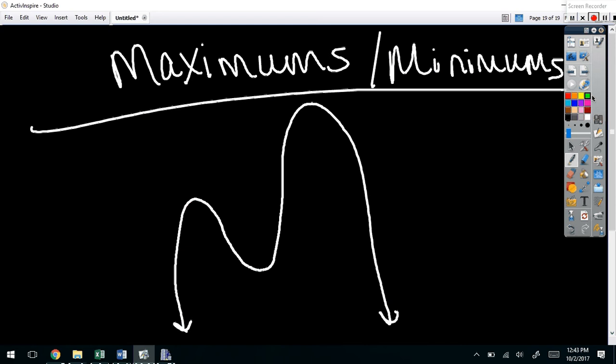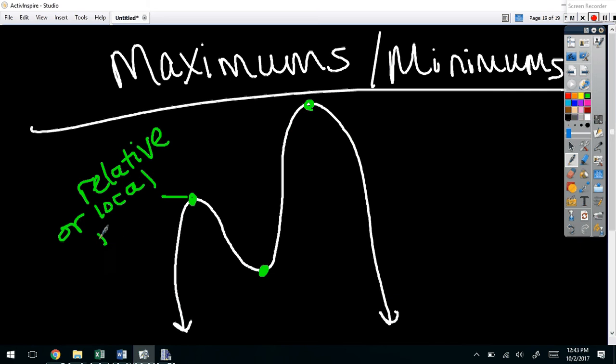I heard a maximum. Remember that happens whenever it changes direction. So every time it changes direction, there's also a minimum. Now, these are 2 different types. All right? This is what we call a relative or local maximum, whereas this is what we call an absolute maximum.